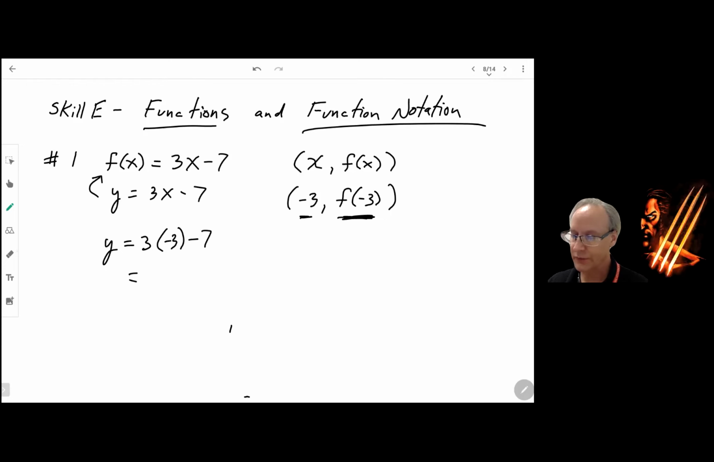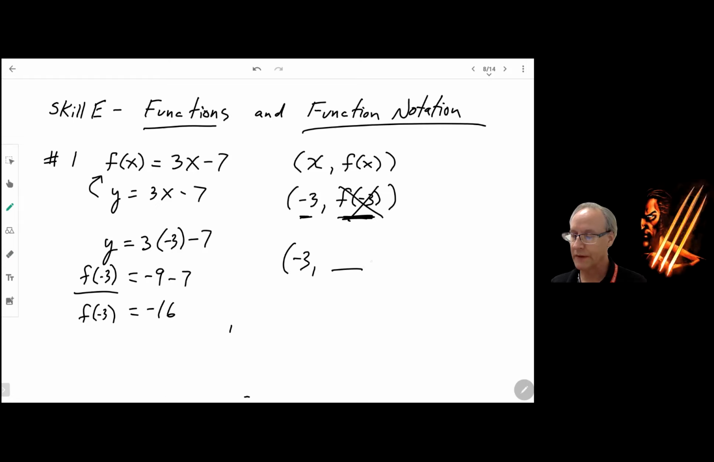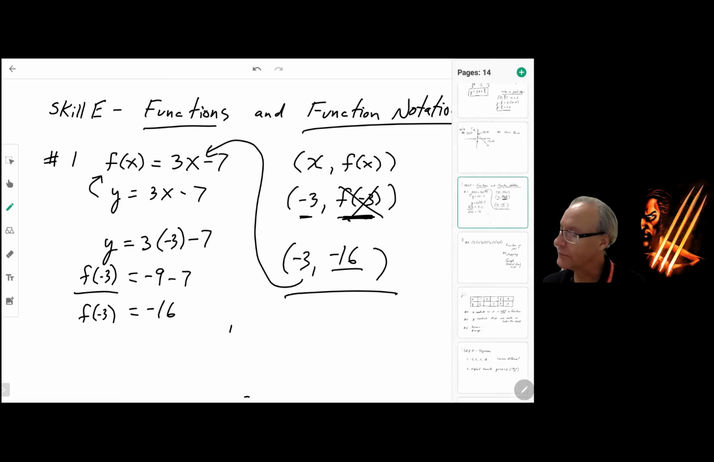Now, they usually prefer to write this as f of -3. This just means that I'm putting that in for x. That is -9 minus 7, which is -16. Another way to think of this is that we have a point, -3, and we're finding the y value that goes with it. Well, clearly, you need to put this -3 into your equation, which is what I did. That gives you -16, and there's your point. Let's see what else we have for functions here.